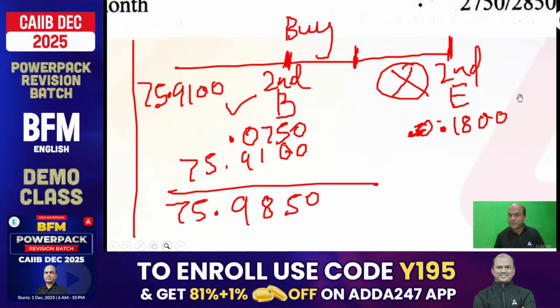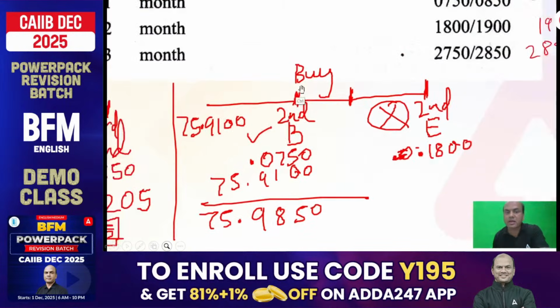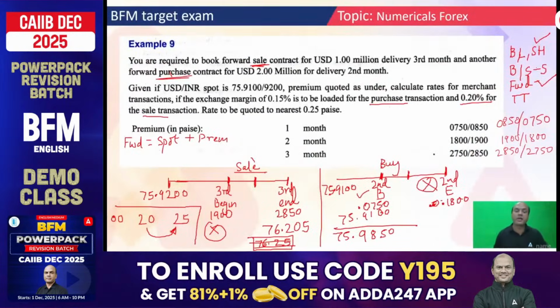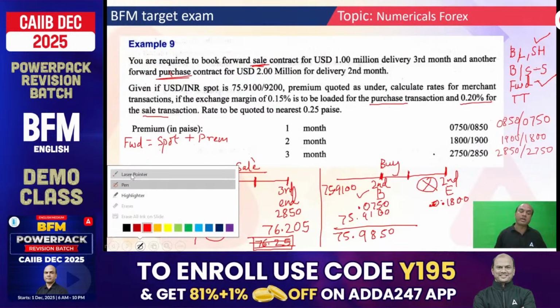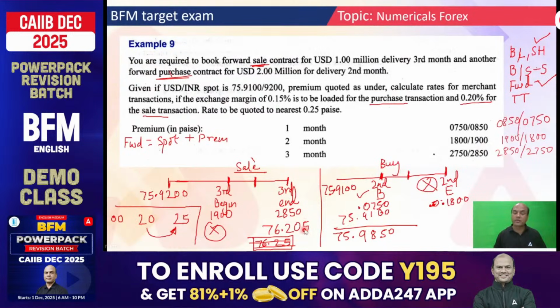So I will not waste my time on this side now. That much logic you should develop now. So now what has happened? I have come to this part. Up till now, what have I done? I have found out the rate for third month, rate for second month. But TT margin is still remaining.